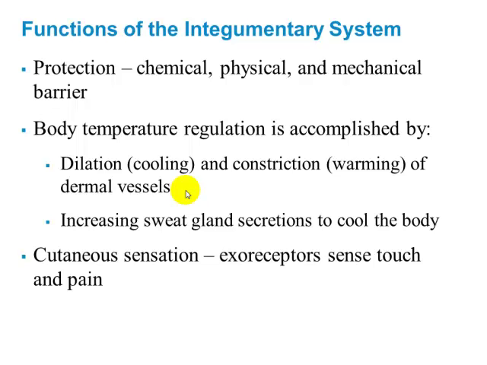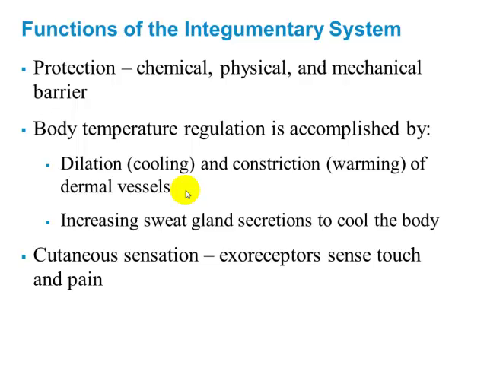Another big thing dealing with the integumentary system has to do with regulation of body temperature. We mentioned how important homeostasis is. A big part of homeostasis is body temperature regulation. And we see this in terms of dilation and constriction of dermal vessels. So within the dermis, we have blood vessels. When we need to cool the body off, we need to bring more blood to the surface. Blood acts as a coolant in the body.